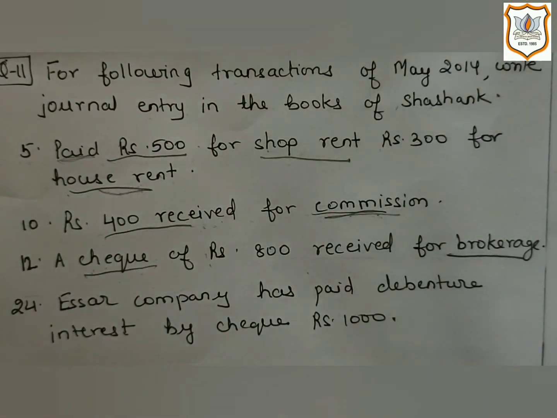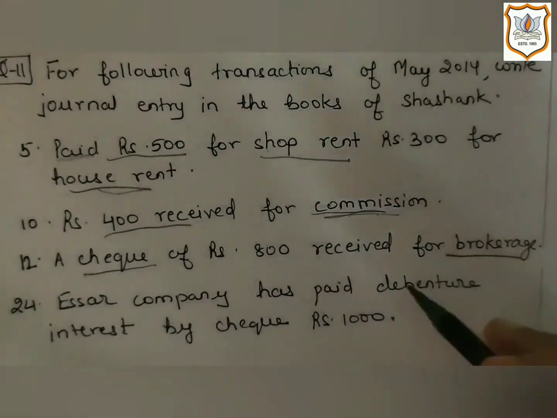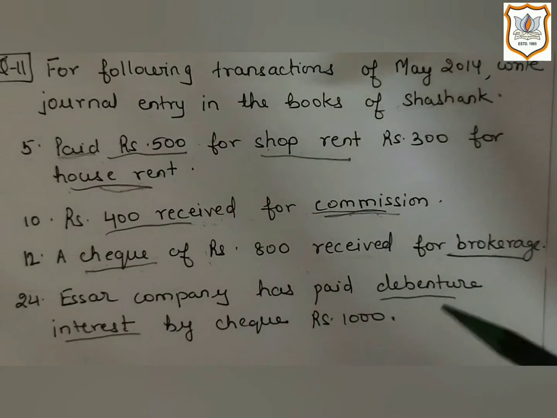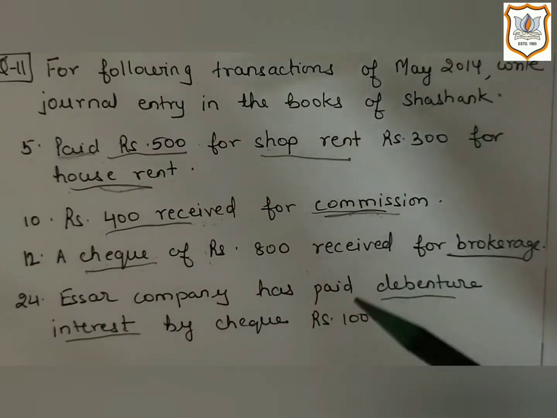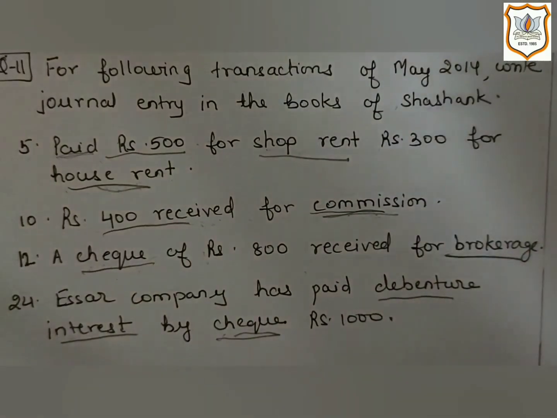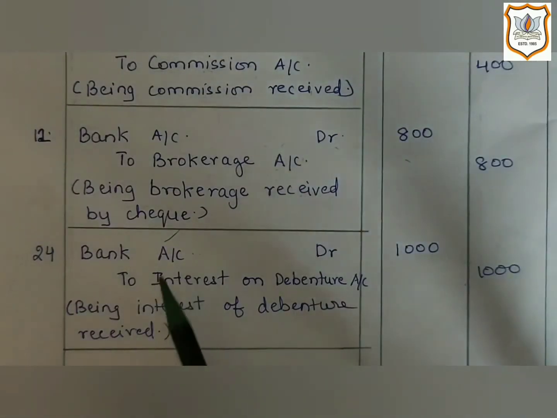So here some other company has paid debenture interest. That means our firm would have purchased debenture of SR company. So now SR company is paying us interest on that. So it is an income for our business. So debenture interest account, and as we are receiving it through check, so bank account will be affected. So here's the journal entry for this.